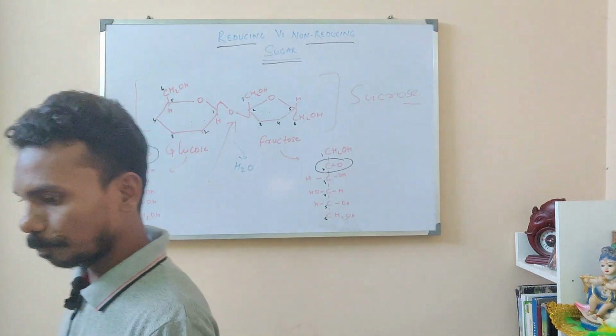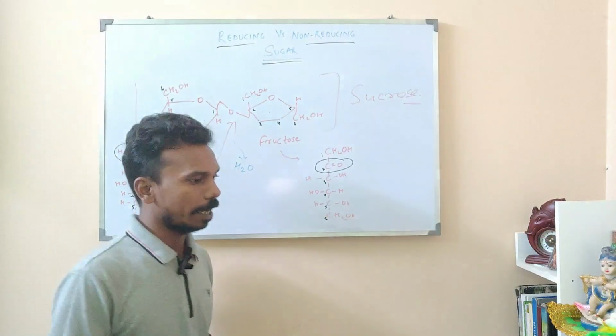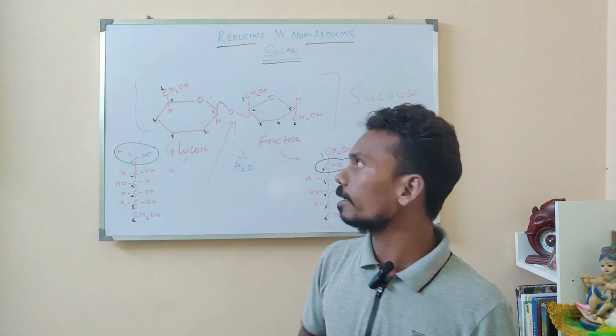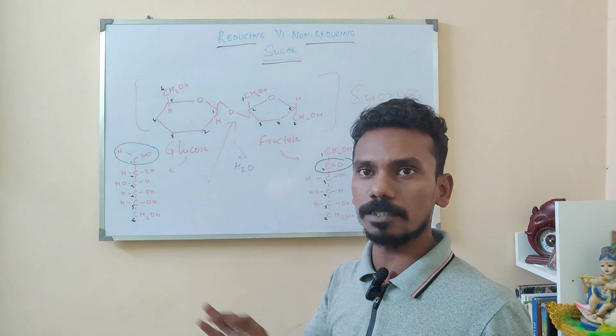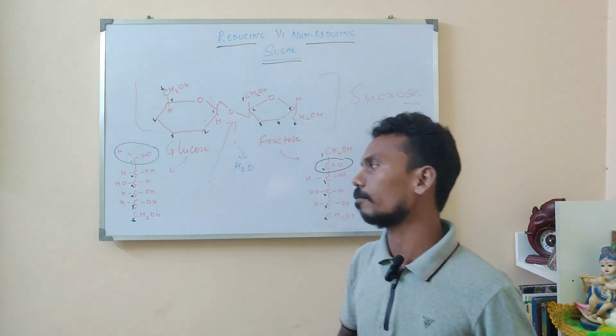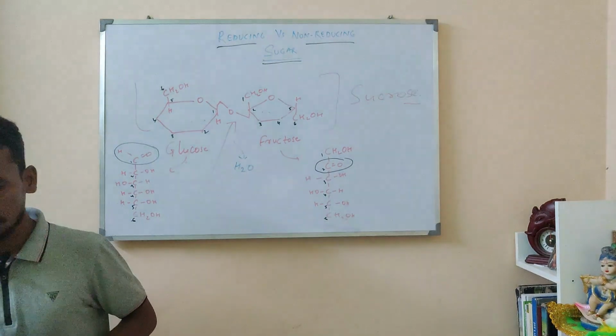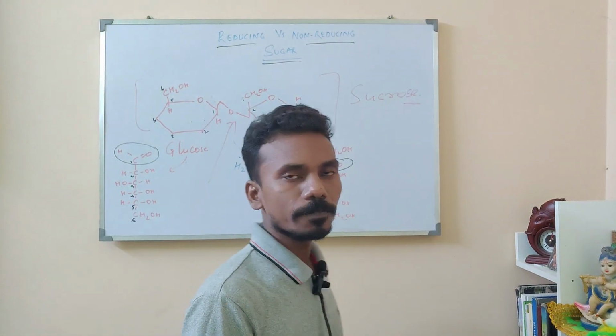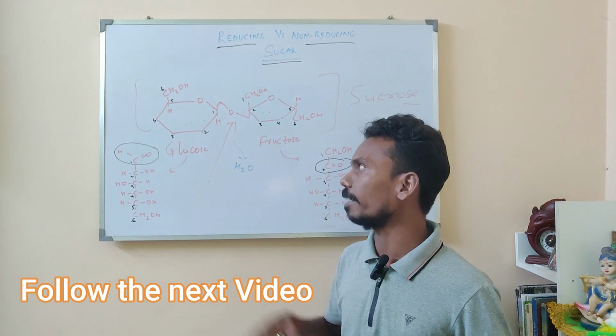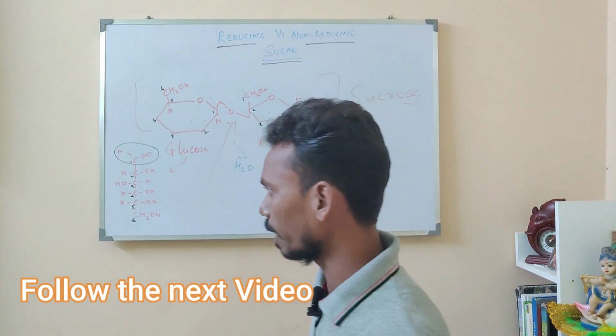There comes a question in your syllabus that 100 glucose units are combined together in a long chain, and the right end of the glucose chain, the right end of the homopolysaccharide basically, is the reducing end and the left end is the non-reducing end. Why?